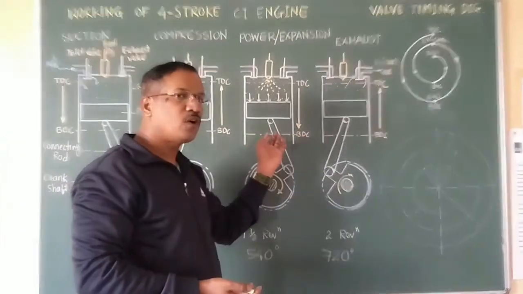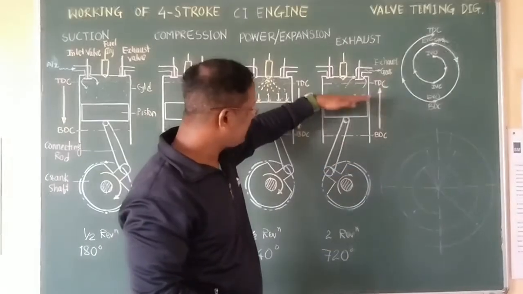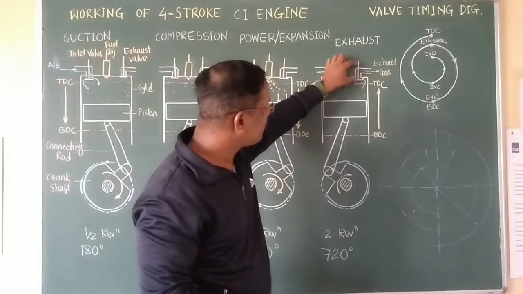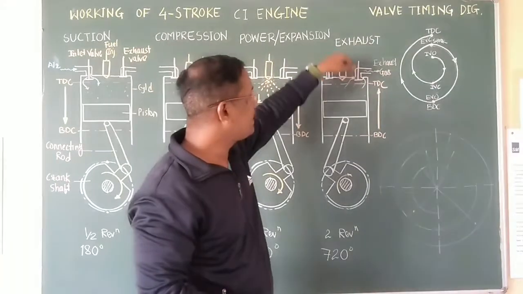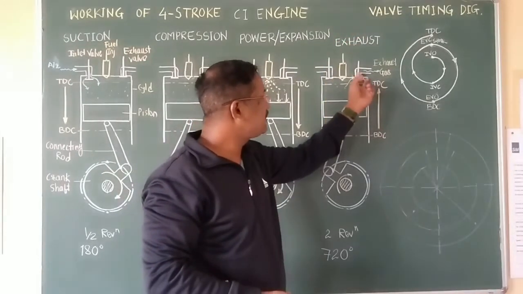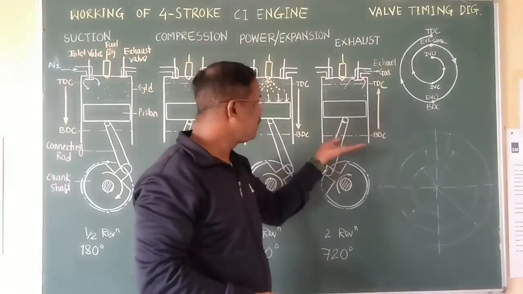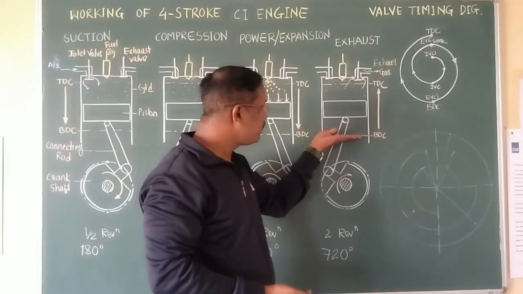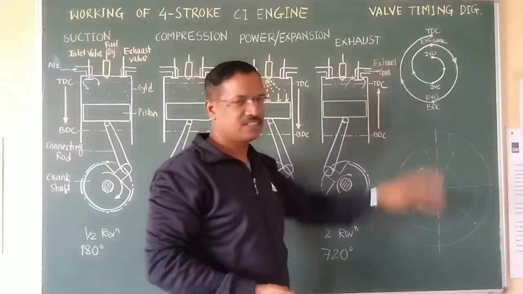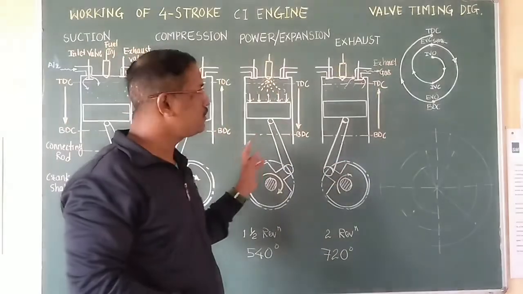Now we have to remove all the exhaust gas. So in the exhaust stroke, when the piston at the end of the power stroke reaches BDC, the exhaust valve opens. The valve actuating mechanism will open this exhaust valve, so exhaust gases can escape from the exhaust port. And when the piston moves upward from BDC to TDC, it pushes out all the exhaust gases. This is the ideal schematic working of the 4-stroke CI engine.